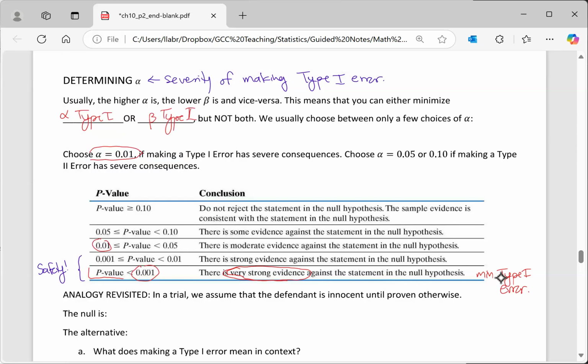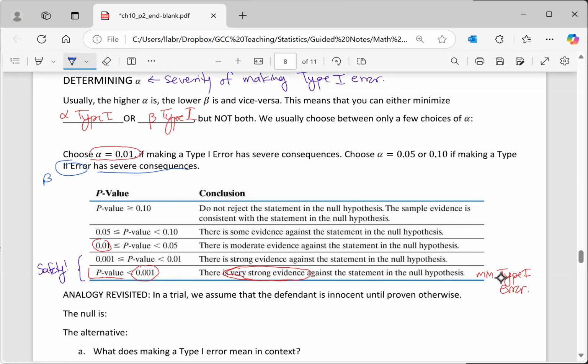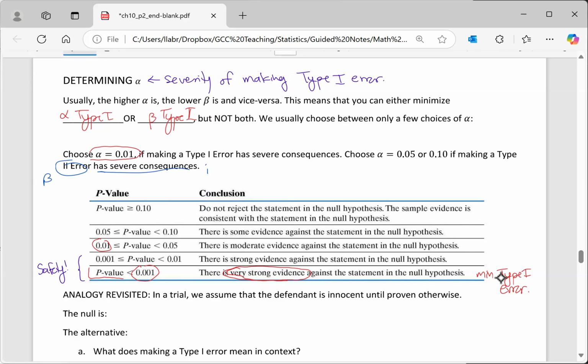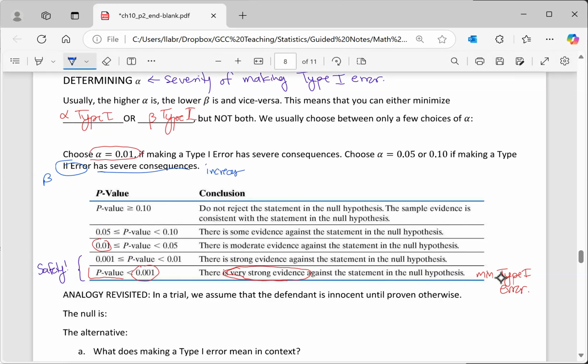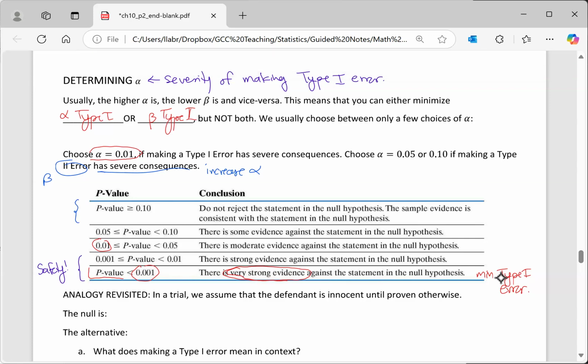So if a type 2 error, which remember is beta, is more severe, then that means you want to get beta to be as small as possible. So that means you're going to increase alpha. And so by increasing alpha, that would be over here. Okay, we're going to try and stay at a sweet spot of 0.05, where we're not really taking a stand against which of these errors is more severe, type 1 error or type 2 error.